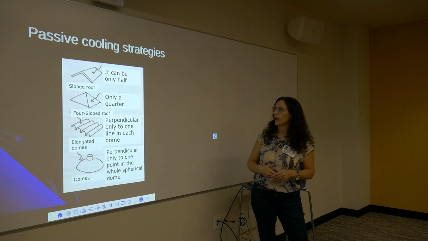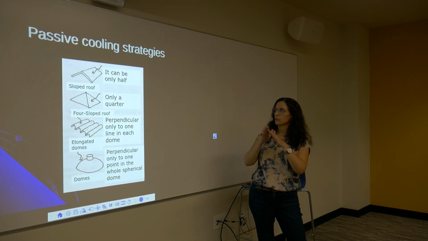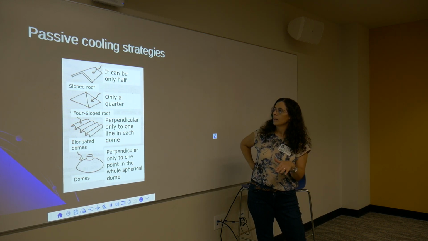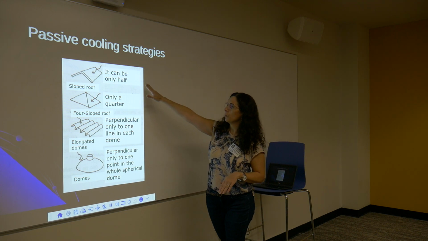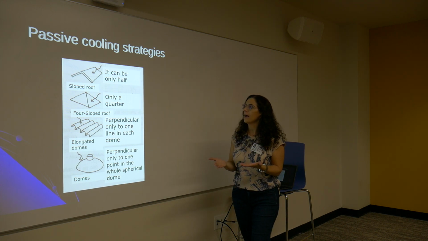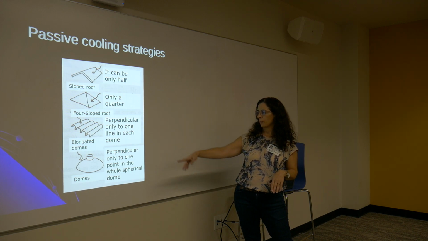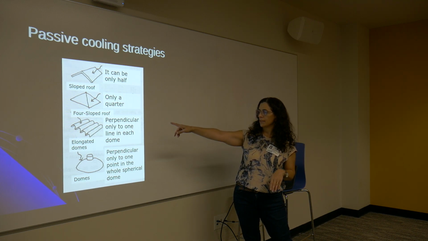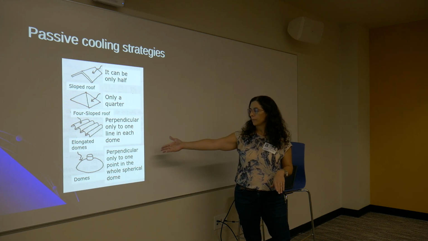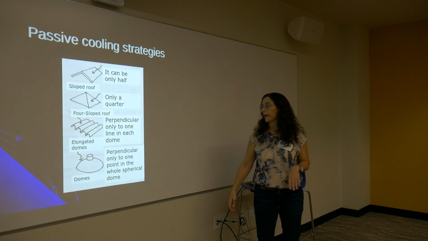Here I put another graphic. So if you just do a sloped roof like this, you cut it in half, and then in four shapes. Then the ones that are curved, like these elongated domes, and the best will be a dome. Okay.